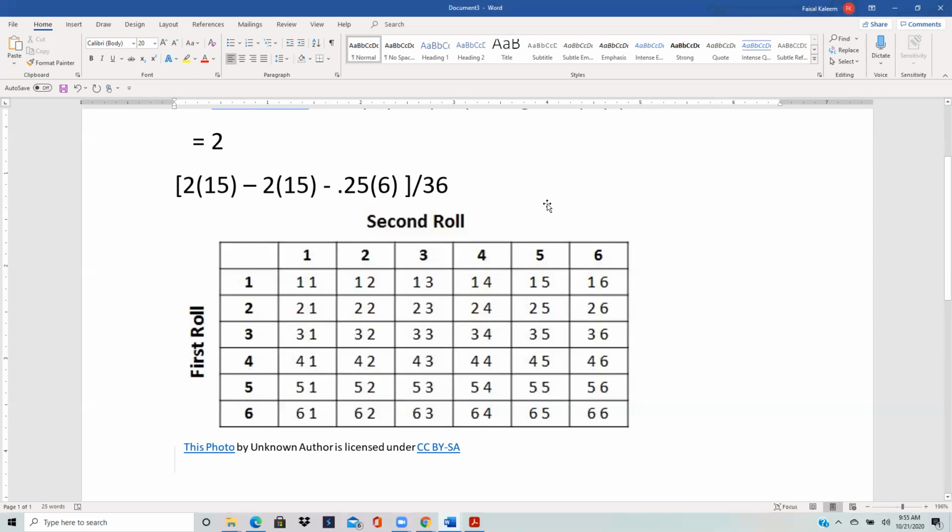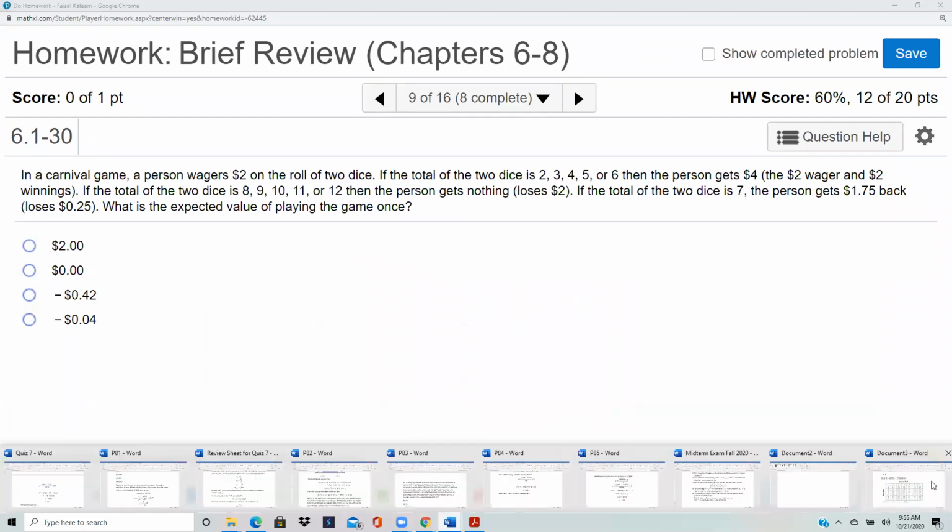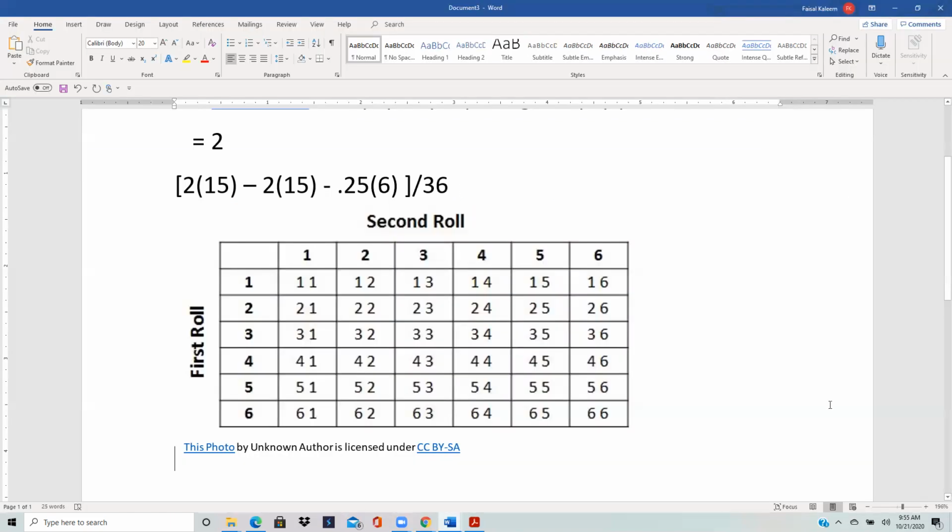Oh, I'm not calculating the probability. What was the question? Was it probability or the expected value? What is the expected value of playing the game once? Right. So then you don't divide. In expected value, you don't divide. So it's just that.